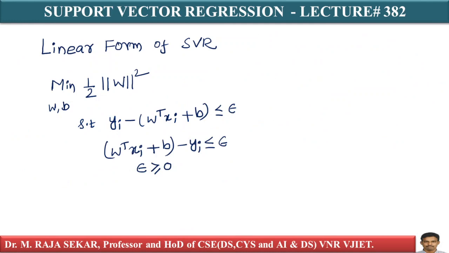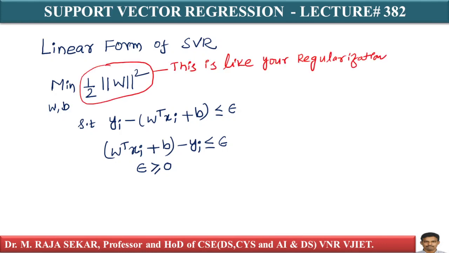What is this mathematical formulation? This is the linear form of support vector regression. Minimize over w, b: 1/2 times norm w squared, such that yi minus (w transpose xi plus b) is less than or equal to epsilon, (w transpose xi plus b) minus yi is less than or equal to epsilon, epsilon greater than or equal to 0. What is this 1/2 norm w squared? This is like your regularization, isn't it?